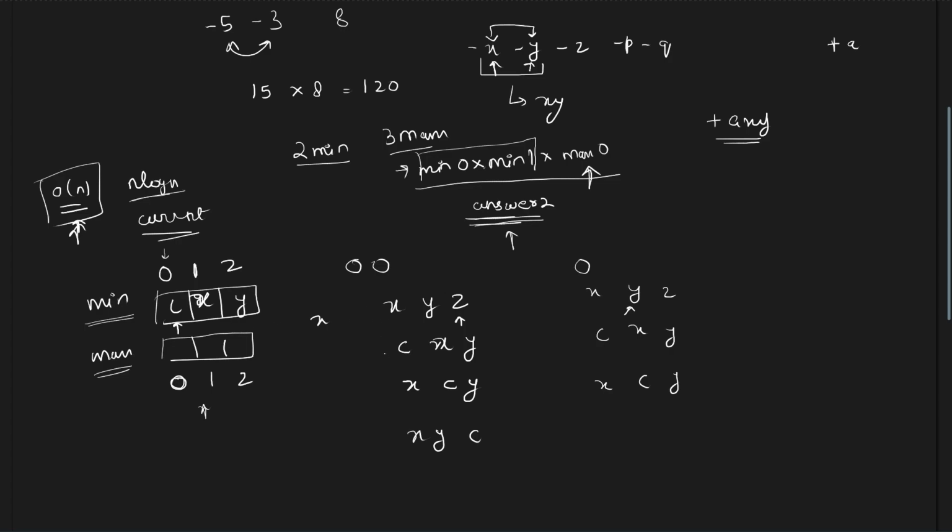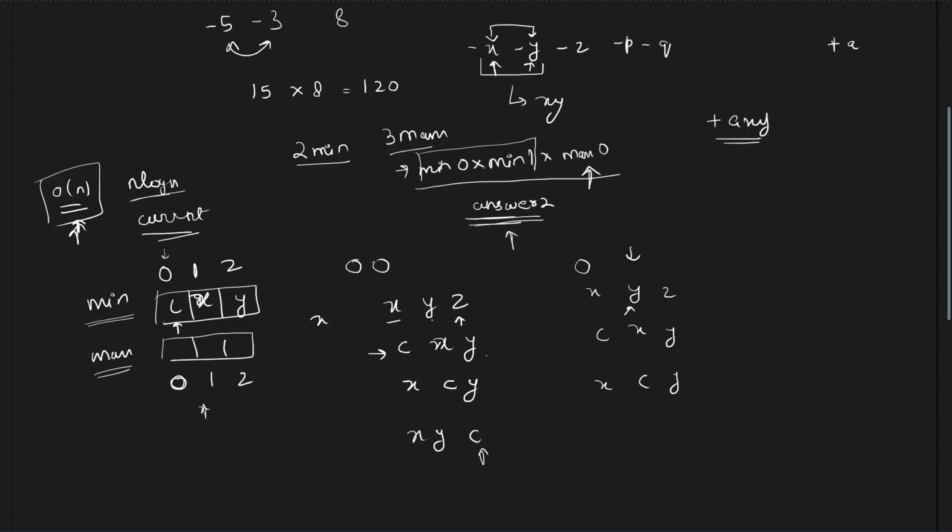For example, if the new element c is less than x, then it goes to the first position. If it is greater than x but smaller than y, it goes to the second position. If it is greater than x and y but smaller than z, it goes to the third position. And the same thing goes for the max array also. It's just that we have to take care of greater than relation instead of smaller than, right?